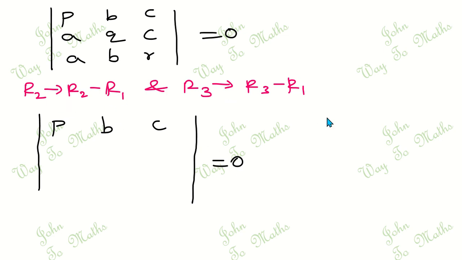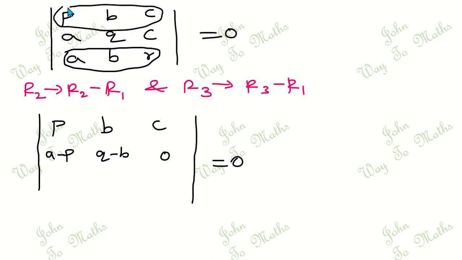So R2, we can give the entries directly. R2 minus R1. So here a minus p, q minus b, c minus c becomes 0. Then row 3, I am going to fill R3 minus R1. So a minus p, then b minus b is 0, r minus c.